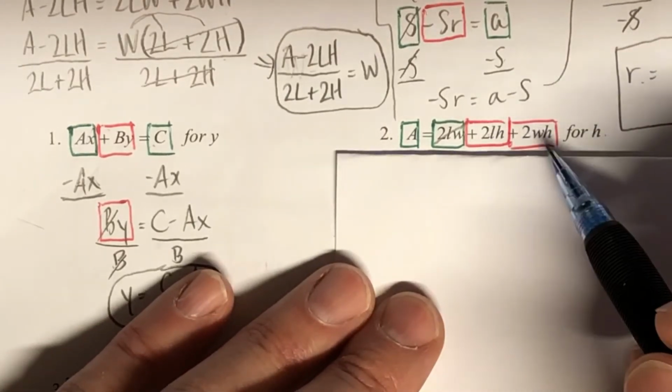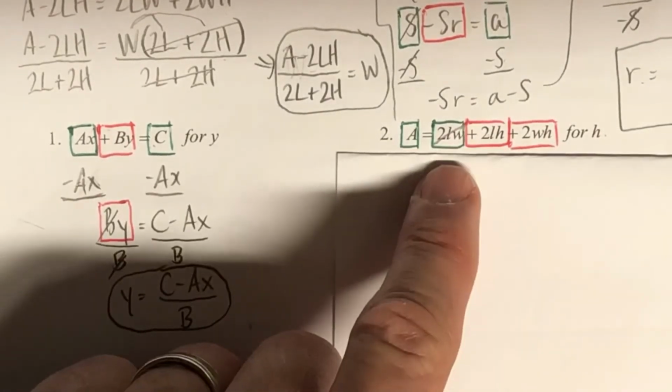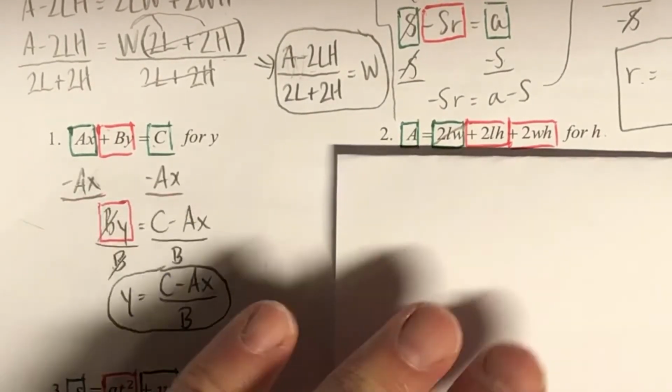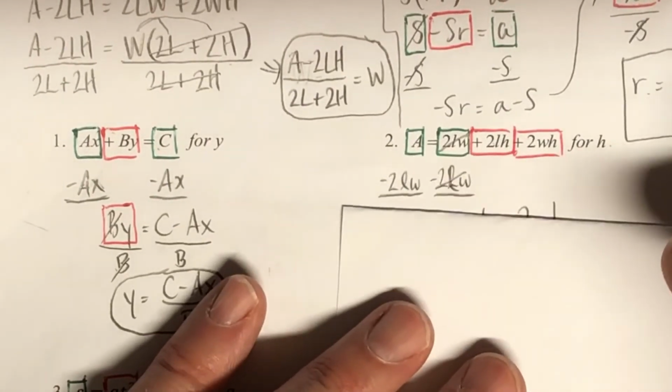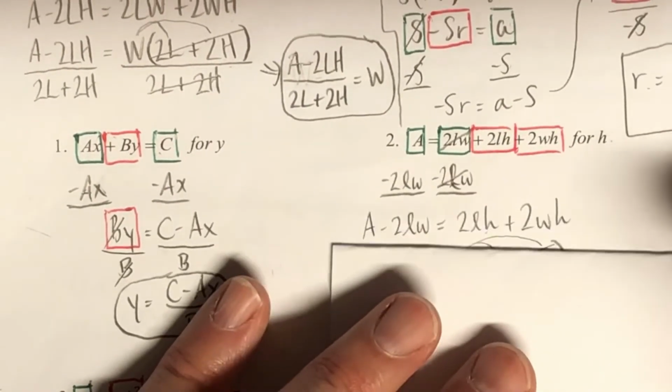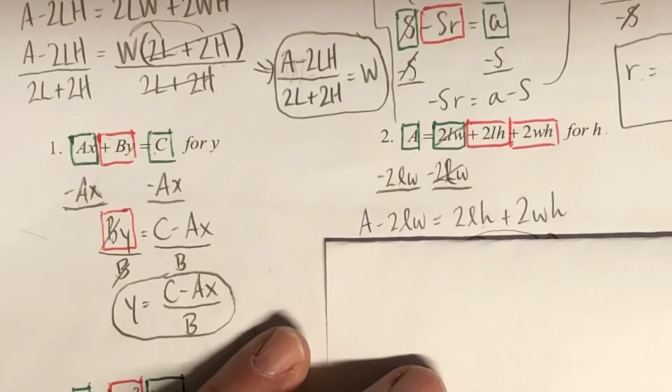Okay, we have the red ones on one side, the green ones are not on the same side, but they need to be put on the opposite side of where the red ones are. And so I need to subtract that 2L over to the other side, and you can see I did that right there. Again, not combining these terms because they're not like terms.